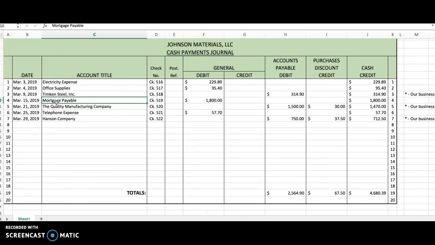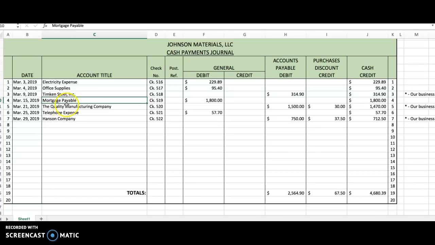Again, mortgage payable. This would be a regular monthly transaction. We are paying our mortgage. This is not an accounts payable. This is a long-term liability. Accounts payable, remember, are typically those bills that are due on a short-term basis, typically 30 days. Mortgage payable, the entire mortgage is due probably in 15 to 30 years, but we make a monthly payment.